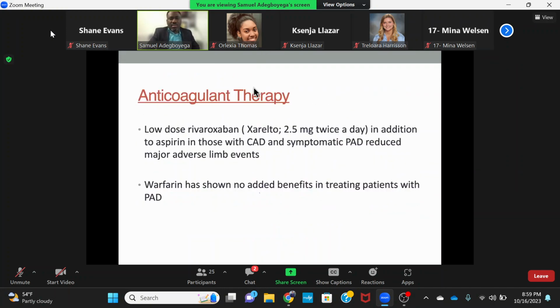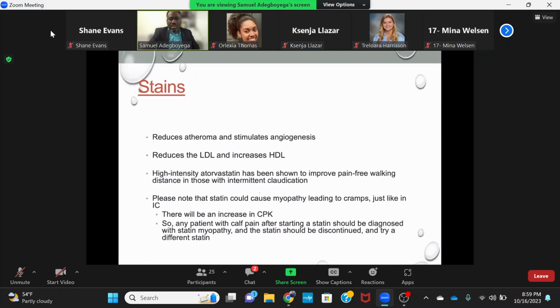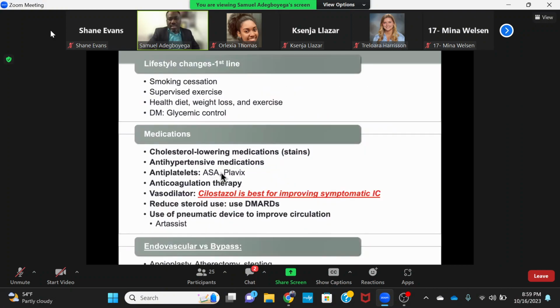We talked about this already also. After you've done revascularization, this is very important. After you've done revascularization, you want to place the patient on the combination of aspirin and clopidogrel. Aspirin and clopidogrel are antiplatelet medications. They call it dual therapy. You want to place them on dual therapy after revascularization.